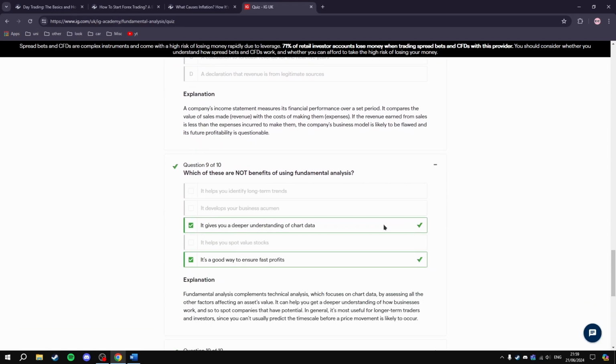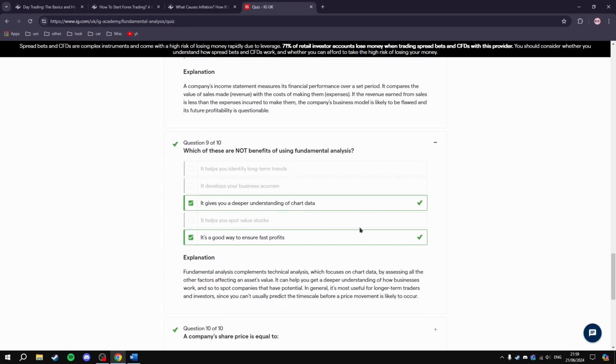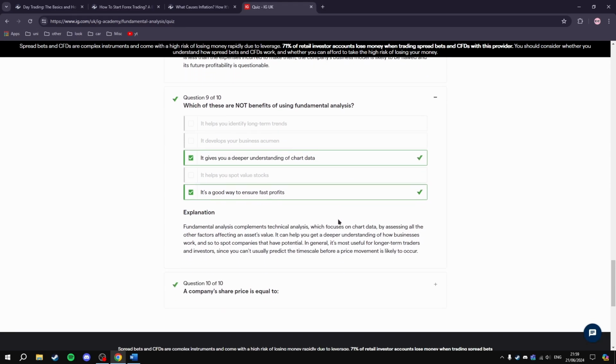Fundamental analysis complements technical analysis, which focuses on chart data, by assessing all the other factors affecting an asset's value. It can help you get a deeper understanding of how businesses work and so to spot companies that have potential. In general, it's most useful for longer term traders and investors, since you don't usually predict a timescale before price movement is likely to occur.